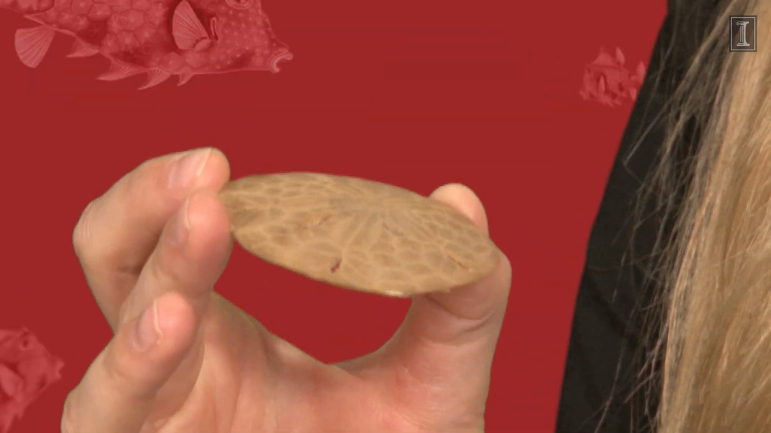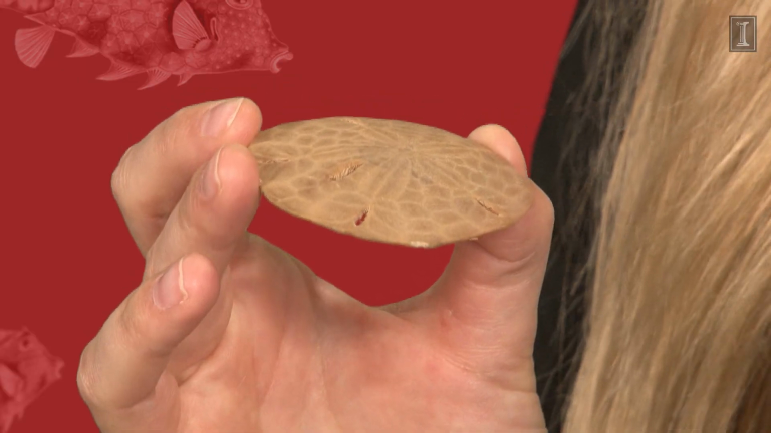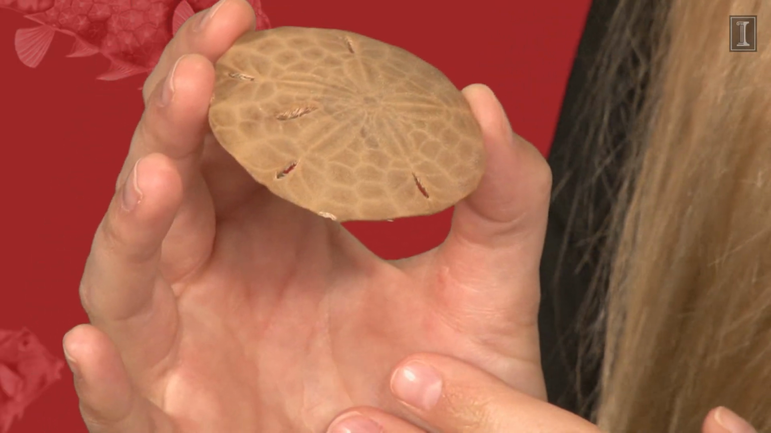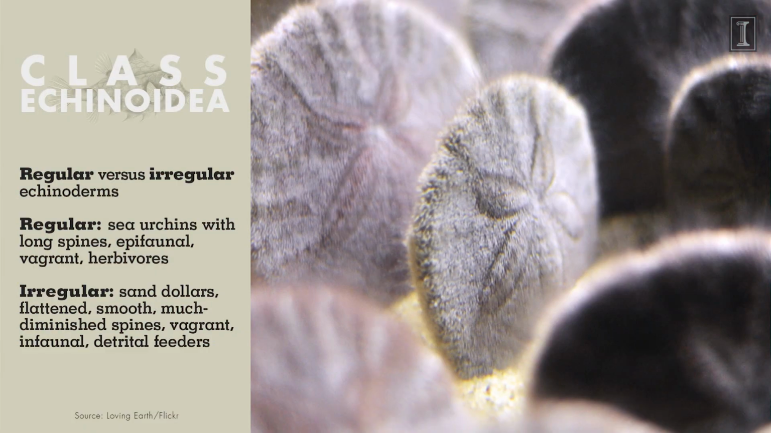An irregular echinoid is actually what you might call a sand dollar. So if you think about a sand dollar, they're actually rather flat. They're smooth, generally in structure, and they've actually been reduced to having tiny spines as opposed to long spines with the regular echinoids. So these irregular echinoids have greatly reduced spines. They're still vagrant, but since they're smoother, they can actually become infaunal, and they can bury themselves in the ground. So we have regular echinoids, which are epifaunal, and we have irregular echinoids, which are smoother, and they're infaunal.